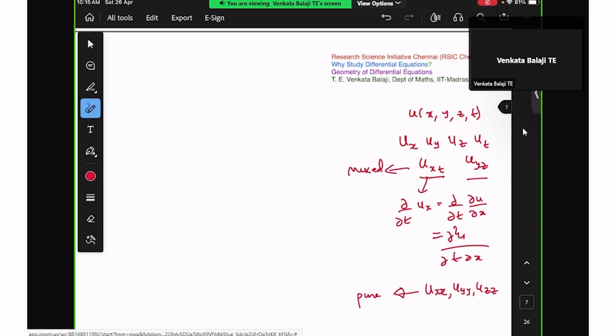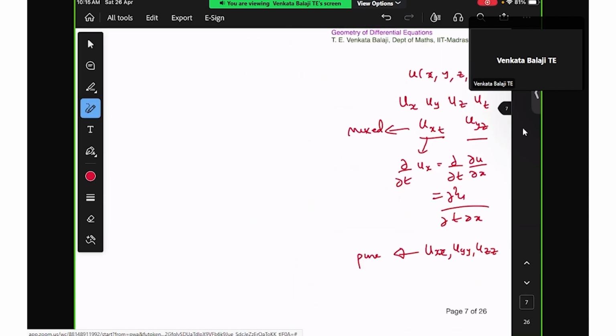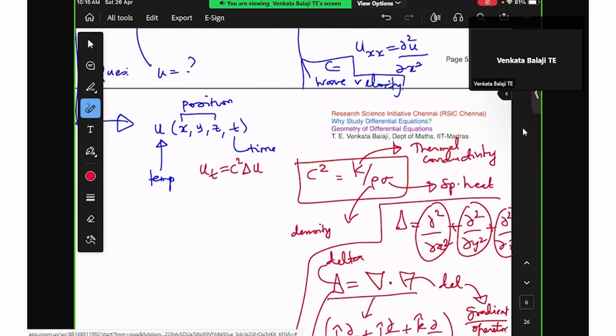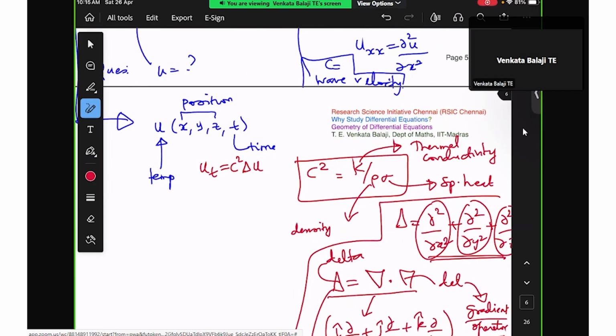And there are many more you can write; there are 4 choose 2. If the function is bad, then in general uxt may not be the same as utx, and for that you need a second continuous differentiability condition. That is called Clairaut's theorem. So the point is that there are lots of derivatives moving around, but we are interested only in the pure second derivatives.